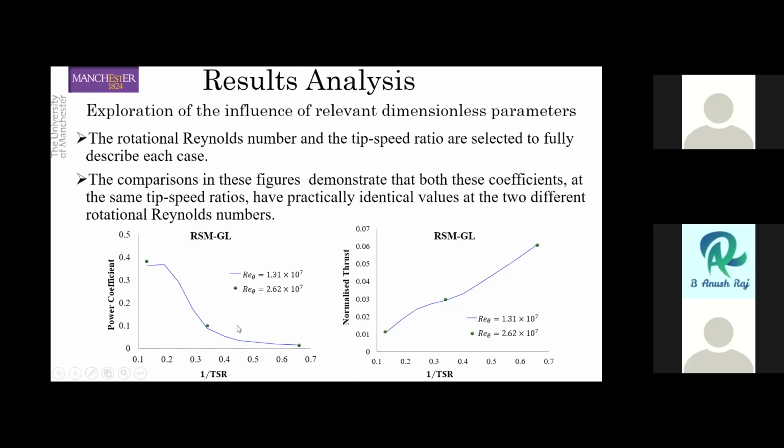The comparison in these figures demonstrates that both these coefficients at the same tip speed ratios have practically identical values at the two different rotational Reynolds numbers. As we can see here, each one had a different rotational Reynolds number but almost the same line. Only the tip speed ratio affected these values.